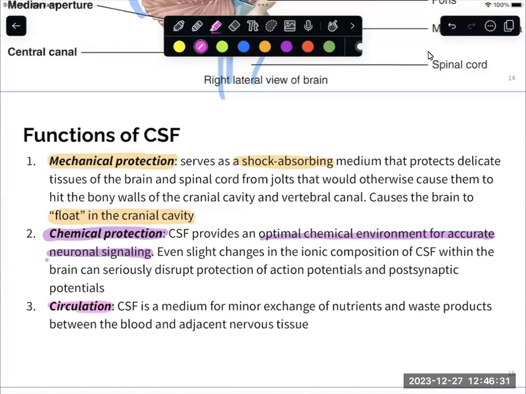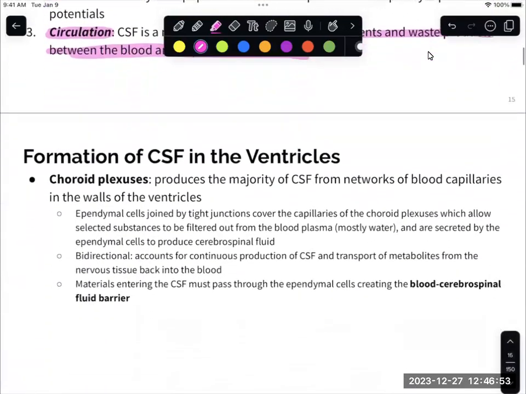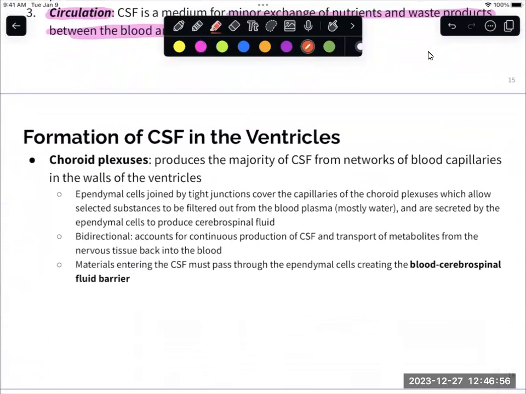And then it circulates. So it allows for exchange of nutrients and waste products between the blood and that nervous tissue. So waste products from that nervous tissue get secreted out into that cerebral spinal fluid, which is then going to be reabsorbed back into the bloodstream so our body can get rid of these waste products. We have choroid plexuses found within the ventricles that is going to make our cerebral spinal fluid from capillaries.